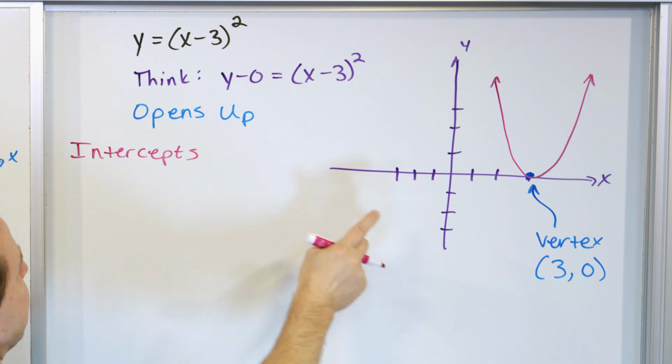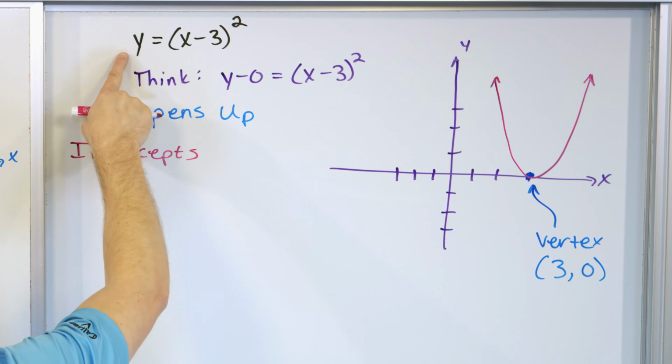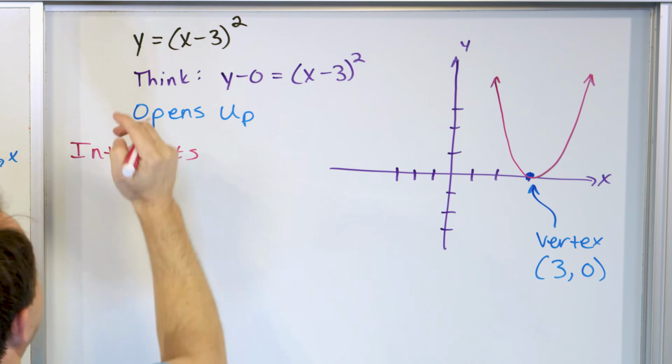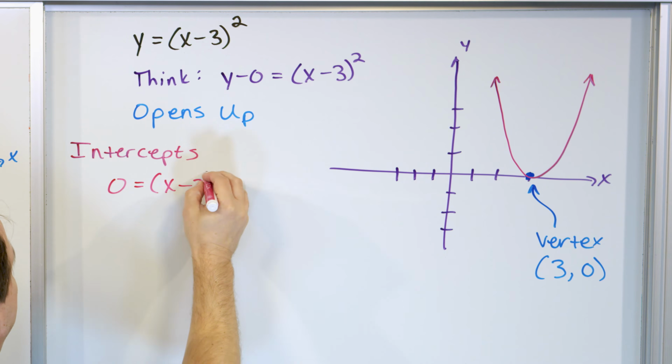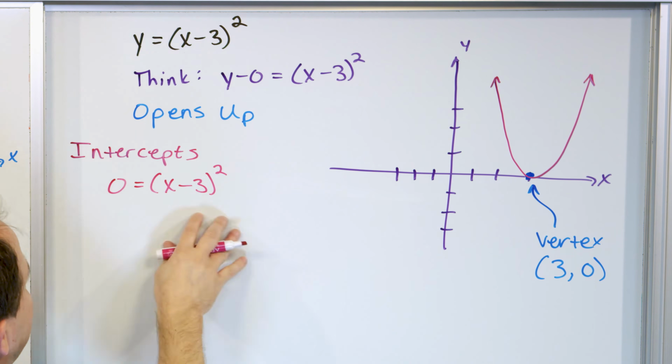Where does this parabola cross the x-axis? Of course, you can see it right here. But let's do it. We're going to set the y value equal to 0. We're going to force the function to have a y value of 0. So it's going to be 0 for y, x minus 3 quantity squared. So we have to find the x values. We're going to take the square root of both sides. Actually, no, we're not going to take the square root of both sides.